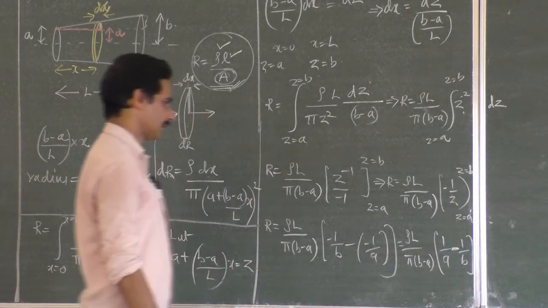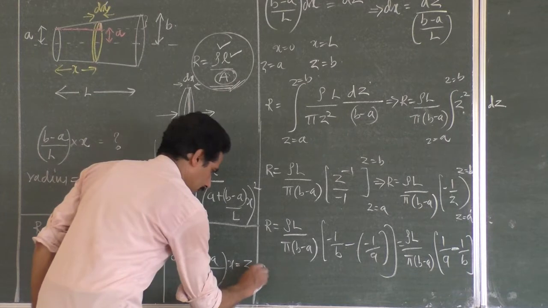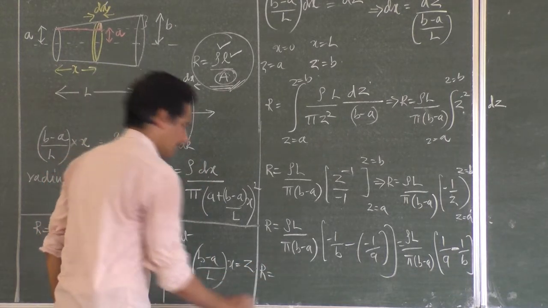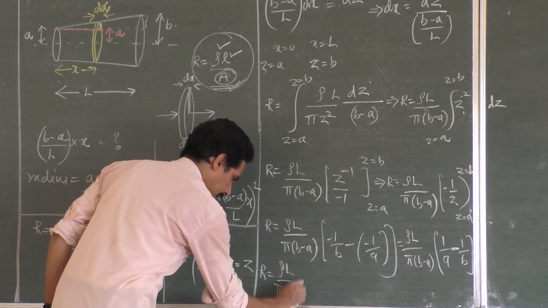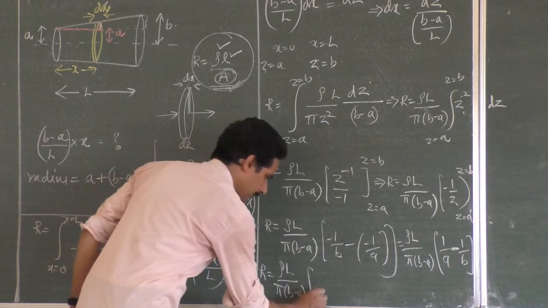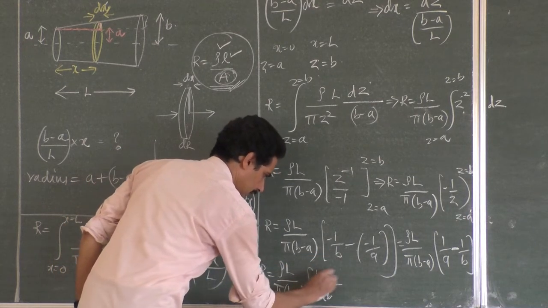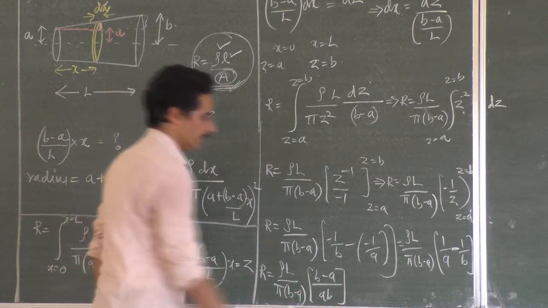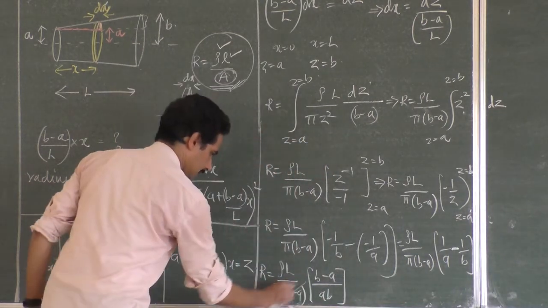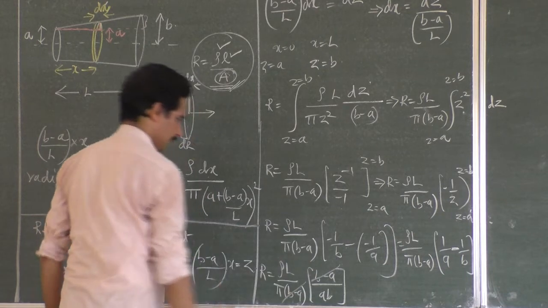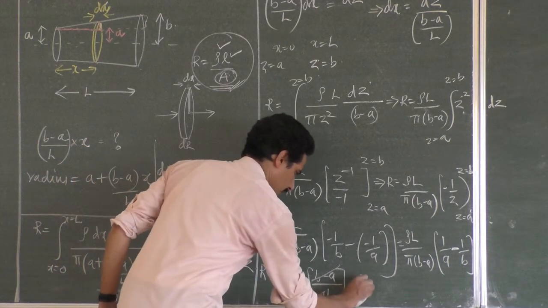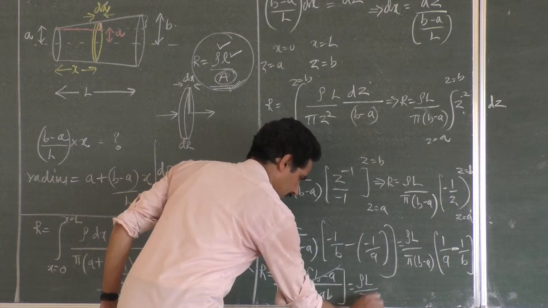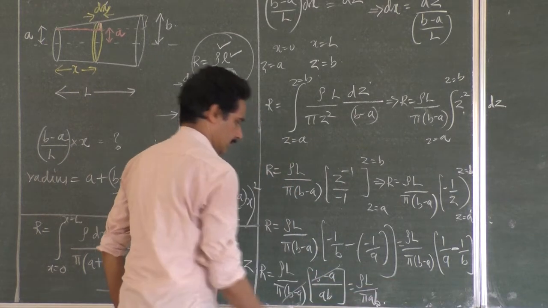So now you can take the common denominator. R is equal to rho L by pi into b minus a into ab is the common denominator, and here is b minus a. This term, b minus a, gets cancelled. Rho L by pi ab, that is the final answer. Rho L by pi ab. Do you have that option? So that you have to search.